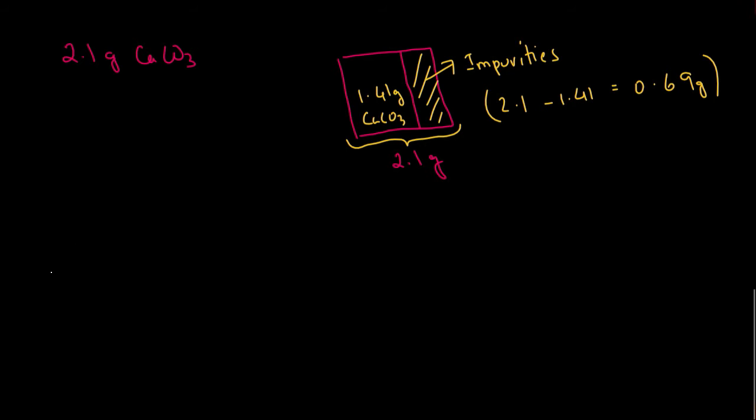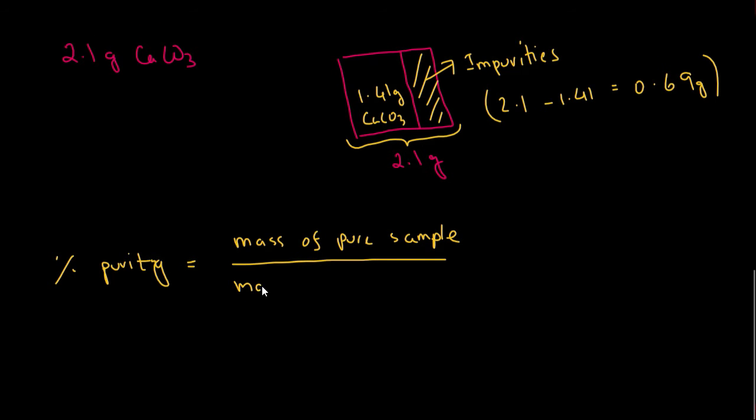So now, the formula for calculating the percentage purity is the mass of pure sample divided by the mass of impure sample, times 100%. So you're basically just figuring out how much of the sample is pure.